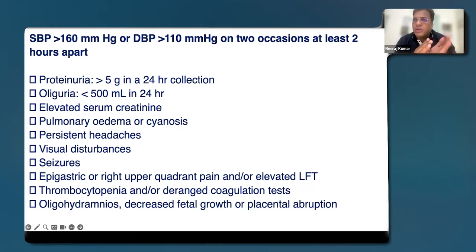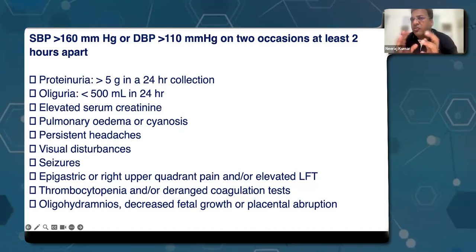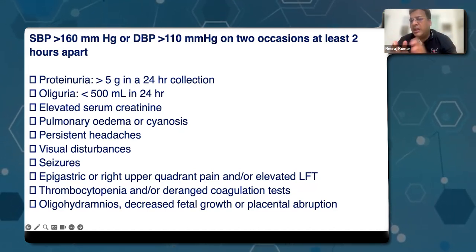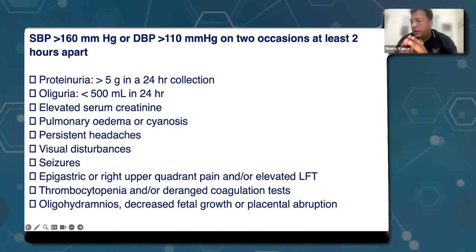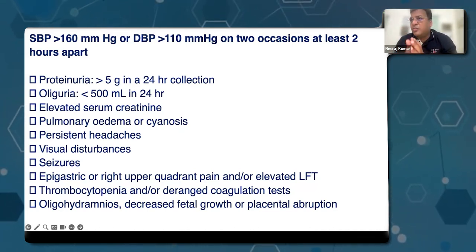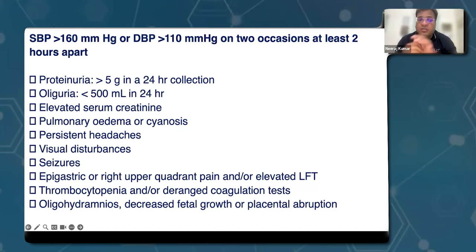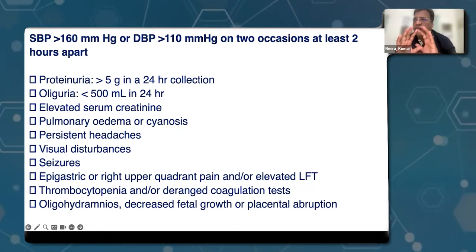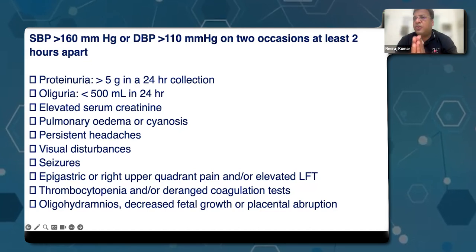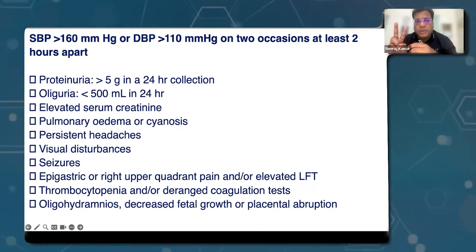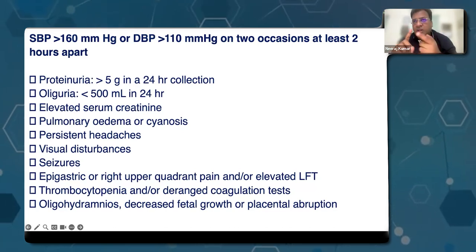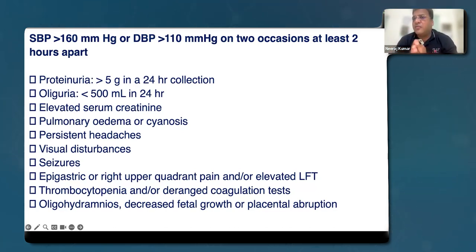Earlier those parameters will be normal, and then your lab parameters will start to deteriorate, and thrombocytopenia will be there. The patient may have deranged PT/INR as well, and the mother may have oligohydramnios as well as decreased fetal growth, or the patient may present with placental abruption. So these are all signs making a diagnosis of severe preeclampsia. So in the real exam, you have to tell the 2 hours apart definition, the cutoff values of blood pressure, and then these classical clinical features for defining a patient with severe preeclampsia.